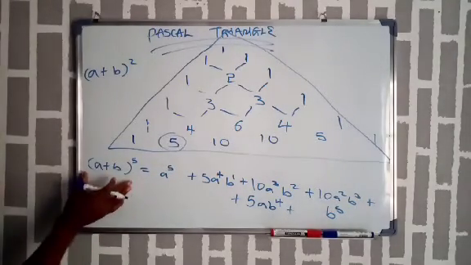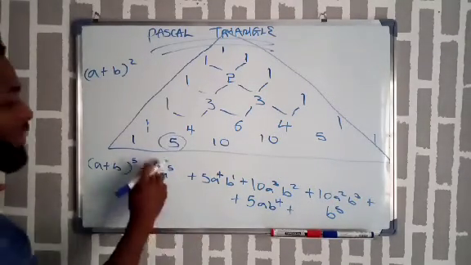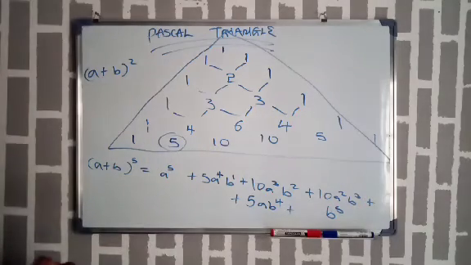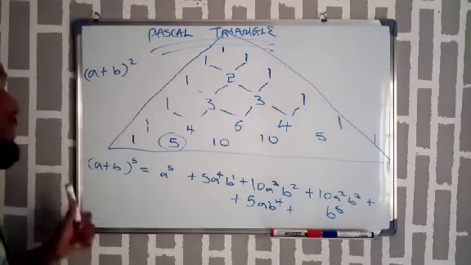So imagine opening this a plus b 5 times. How many hours will it take you before you get this? That's the use of the binomial Pascal triangle.